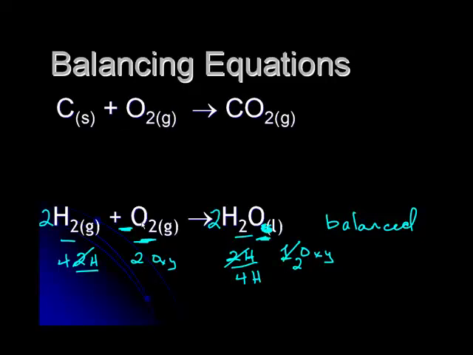Let's look at this one here. C plus O2 makes CO2. Take inventory. See what you've got. On the left, I have 1 carbon and 2 oxygens. On the right-hand side of the arrow, I've got 1 carbon and 2 oxygens. So in this case, this one is automatically balanced. Sometimes you have that situation where they're the same on the left as they are on the right, and you don't need to do anything to them.